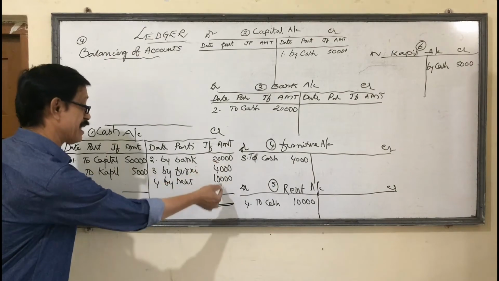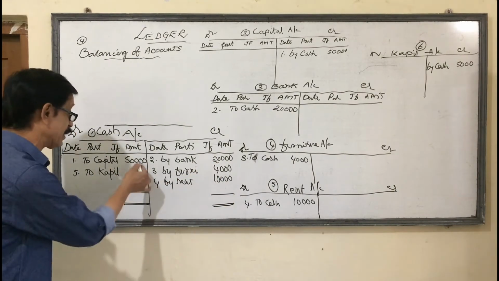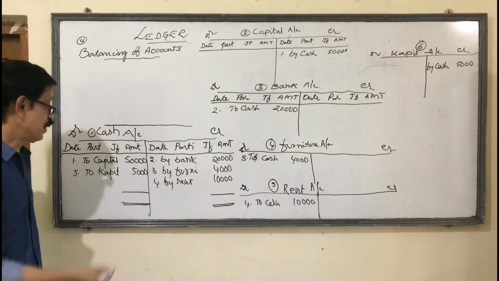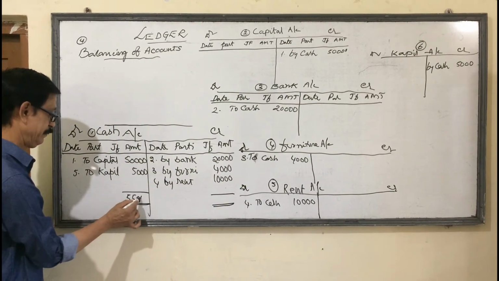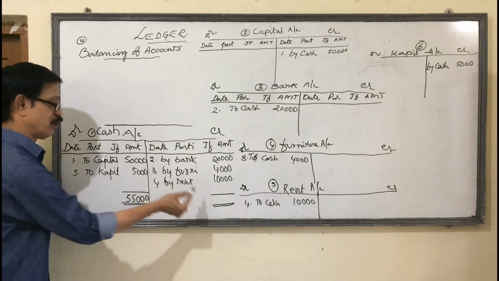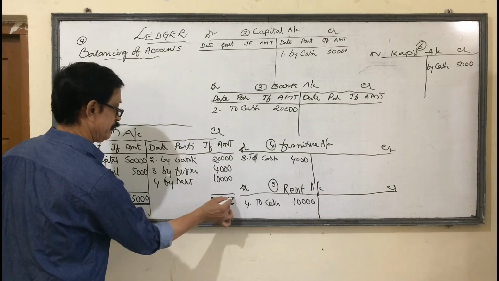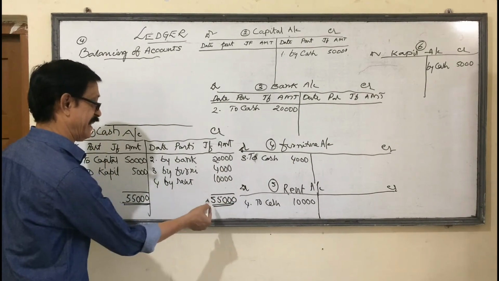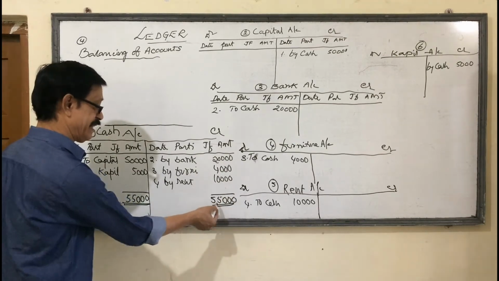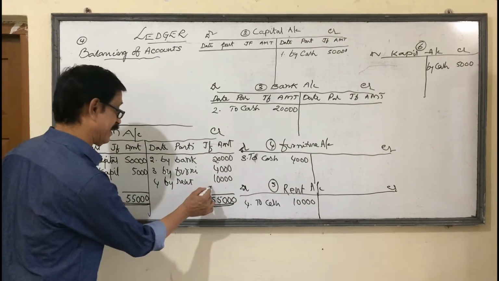Here, how many items are there? 3 items. But here, only 2 items are there. But the total is more than that. So first we have to total this side, 55,000. Take the same total in the opposite box. Then, how much is the balance? How much is the difference? This is 16,000. This is 55,000. The balance is equal to 39,000.